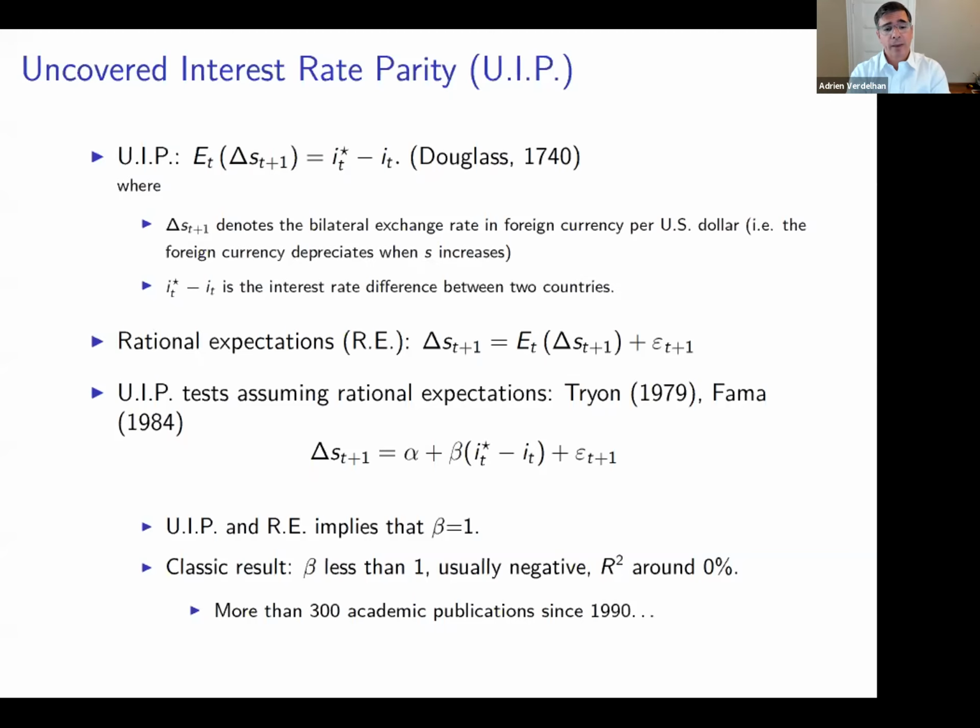To find a test of this simple idea, it took us 250 years. And you needed the rational expectations revolution to find a simple way to test this. If people have rational expectations, what they expect is pretty much what's going to be realized, plus some noise, some shocks, called epsilon t on this slide. And thus you can test the UIP by regressing the change in exchange rates on the interest rate difference. And the first test is due to Tryon, 1979.